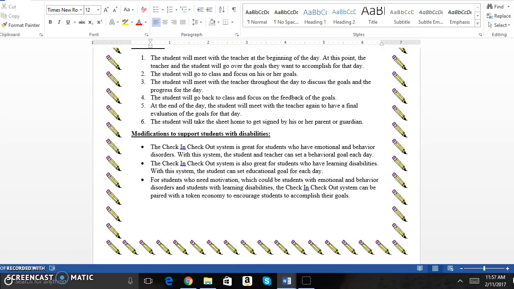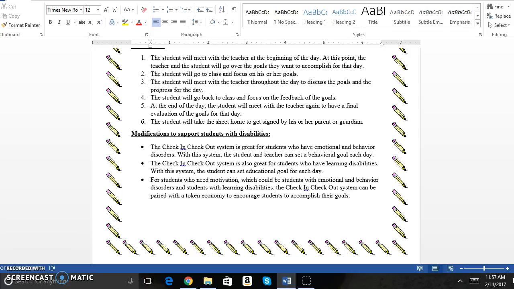Personally, I think this system works best for students who have emotional and behavior disorders. However, there are some modifications to support students with other disabilities as well. So my first point is the check-in, check-out system is great for students who have emotional and behavior disorders.